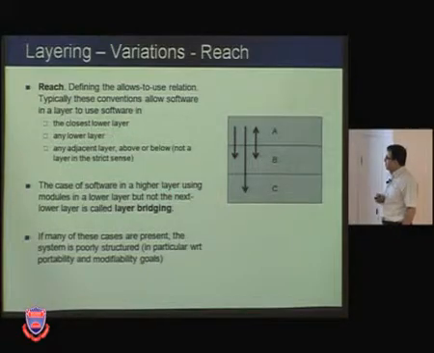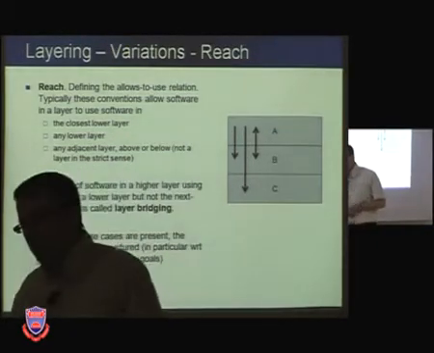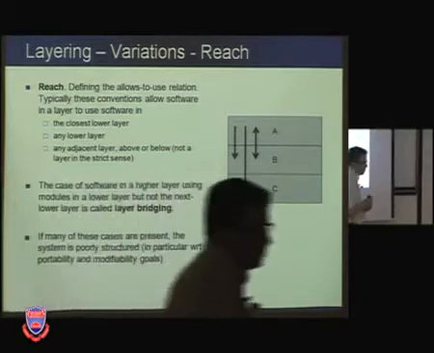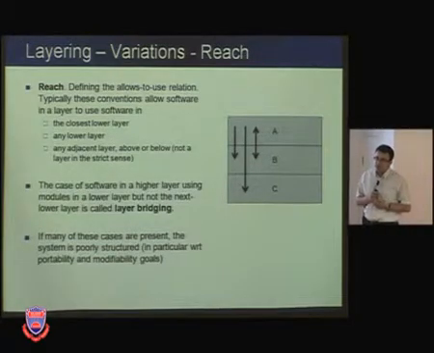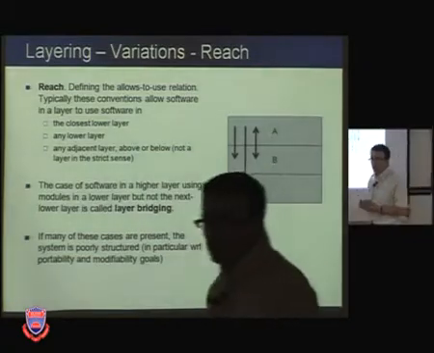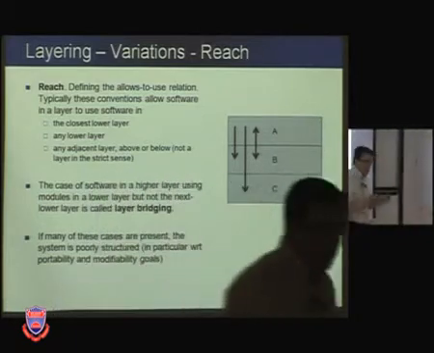The case of software in a higher layer using modules in a lower layer, but not the next lower layer, is called layer bridging. Where's the layer bridging? Here. Like here, right? You just skip layer B, you directly access C. Layer bridging. If you say I want to have a strict layering, no layer bridging is allowed, no upward calls are allowed. You have a strict definition of layers. Clear.